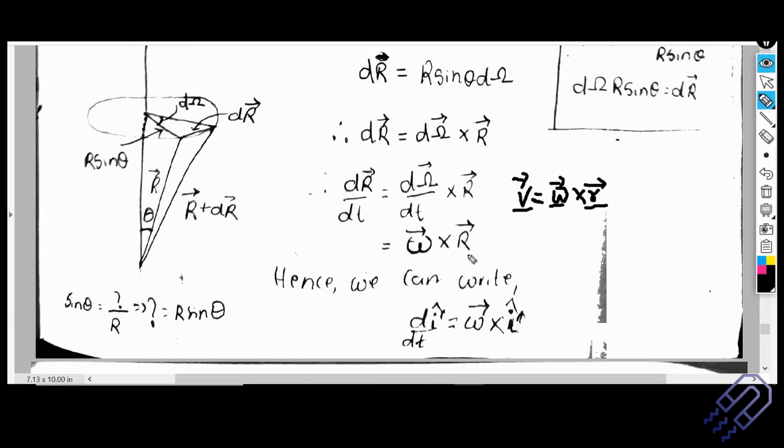And now if I actually want to define the direction, because at every time t the direction keeps on changing, we can simply write d i cap dash by dt is equal to omega bar cross i cap dash. This prime system that we are talking about keeps on changing its direction. So this is just a notation, don't worry about it. We are just going to look into the main part now.